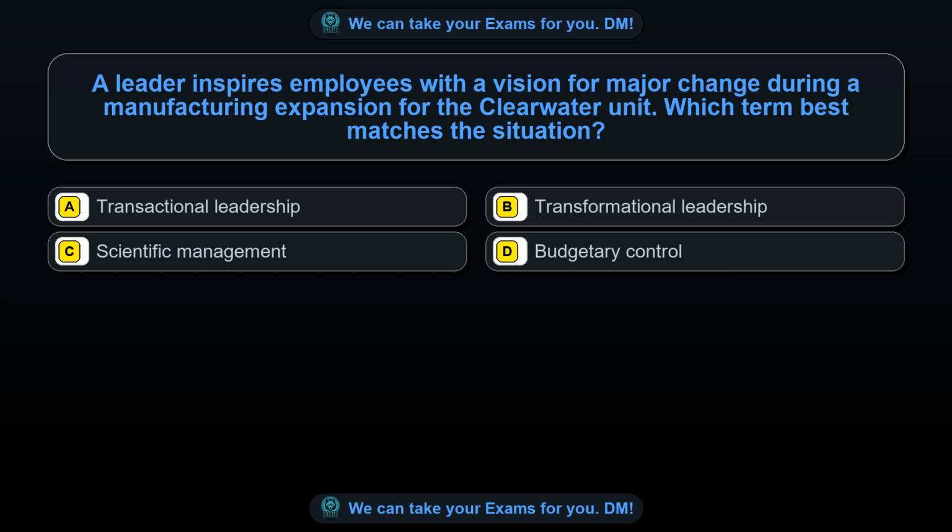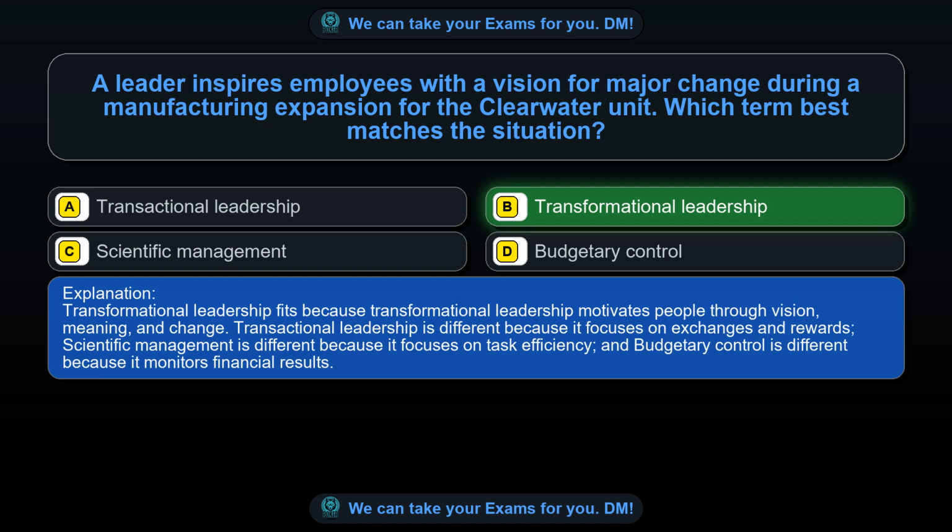Question 41. A leader inspires employees with a vision for major change during a manufacturing expansion for the Clearwater unit. Which term best matches the situation? Option A, transactional leadership. Option B, transformational leadership. Option C, scientific management. Option D, budgetary control. The correct answer is option B, transformational leadership.